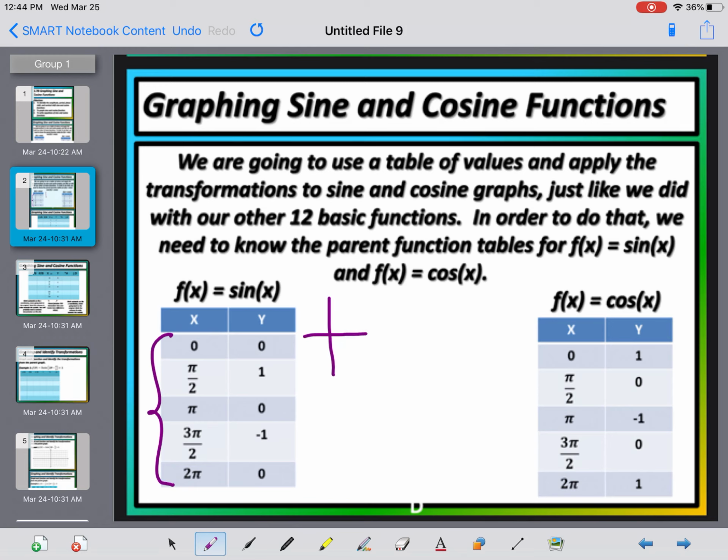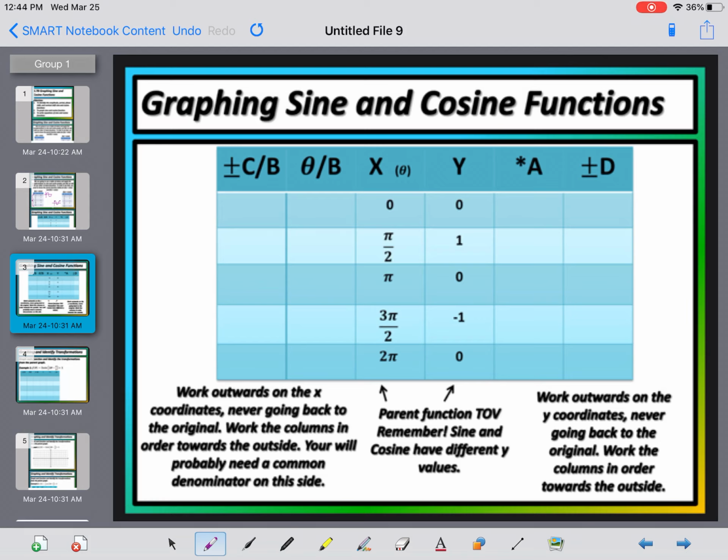So if you remember, the parent function for sine starts at the origin. So we start at 0, 0, but then cosine starts up at 1. So they have different starting points, but then they cycle through the same values in order. So you'll have to know the x values and then the y values for the sine and cosine in order to start your function to make a graph.